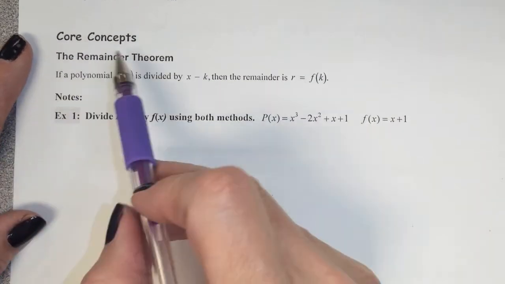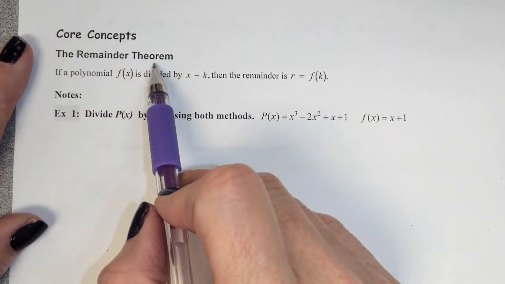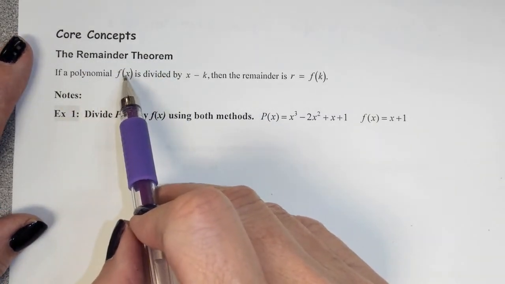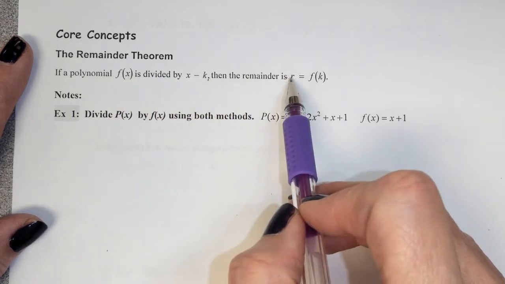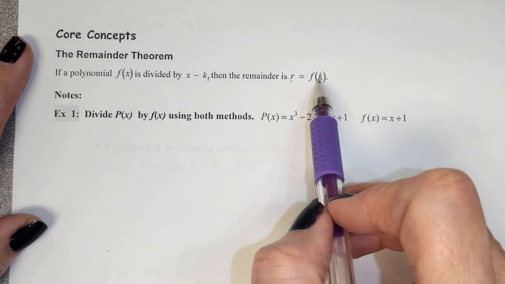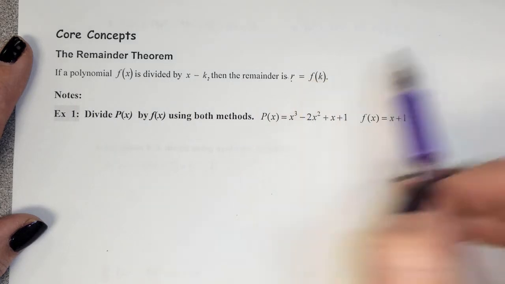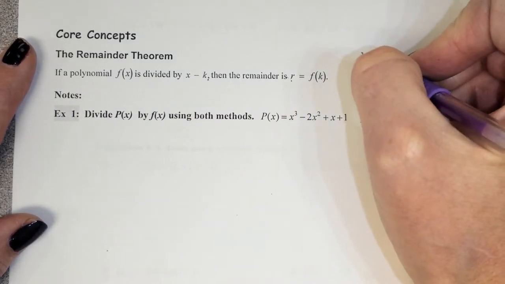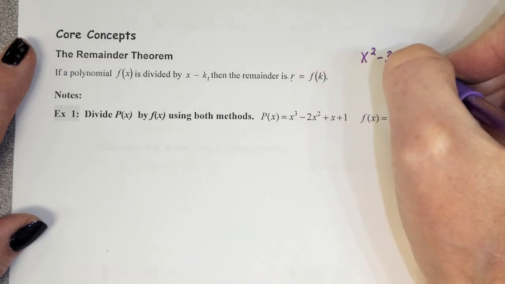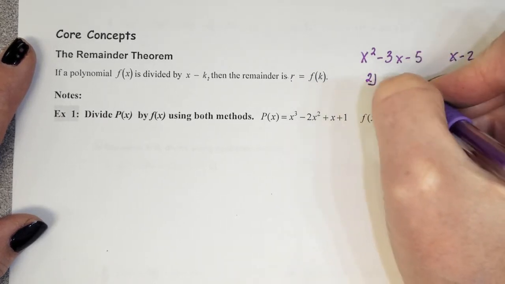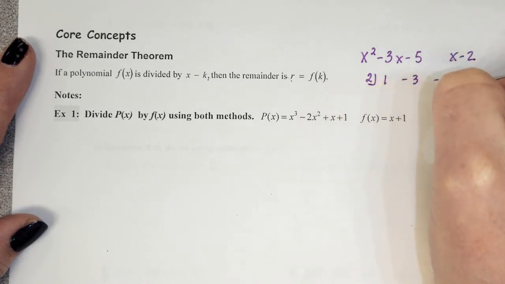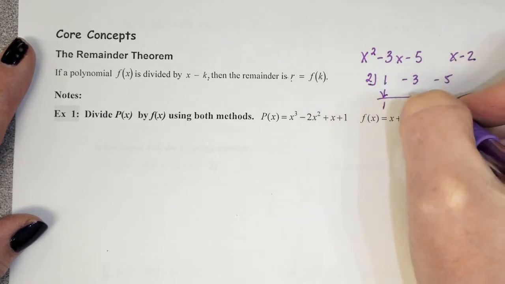Another thing we're going to be looking at is something called the remainder theorem. The remainder theorem says that if we have a function and we divide by x minus k, then the remainder is the same thing as the y value. Let me explain what this means again. So if I have x squared minus 3x minus 5, let's say, and I am dividing by x minus 2, I'm just going to do this really quickly with synthetic. I know it won't make sense right now, but I want to see what this remainder is.